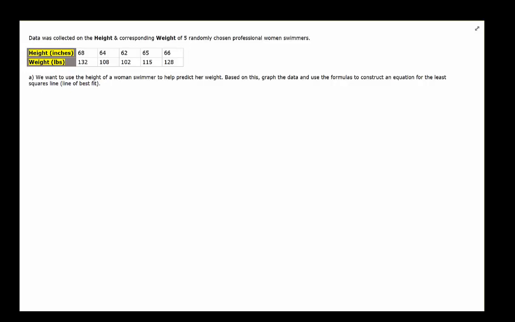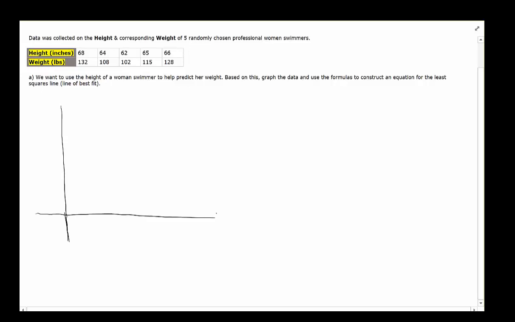Remember, in algebra, X was the independent variable and Y was the dependent variable. So when you created a formula or a linear function or equation for the relationship between X and Y, X is the value that you put in, and then Y was the value you calculated back. Y depends upon what value you put in for X. The most important thing is that we recognize here that we're going to use height to help us predict a woman swimmer's weight. So let me go ahead and start to construct a graph.